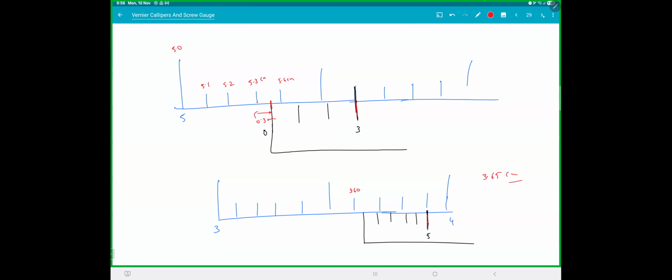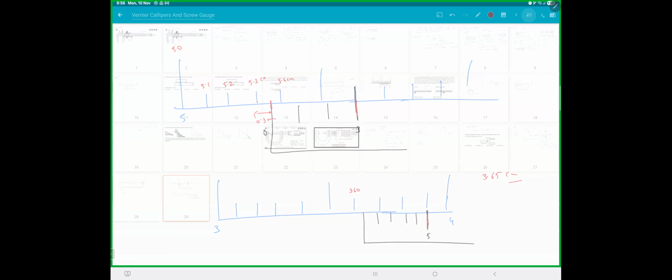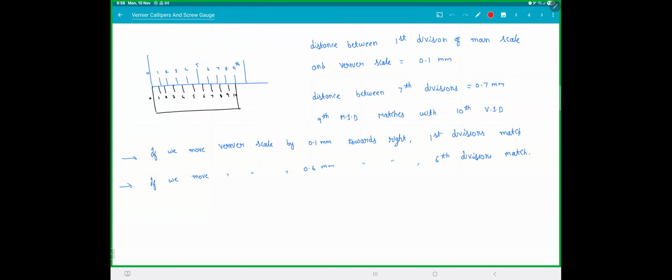Any doubts on this? Clear with this method? Are you clear why Vernier calipers is working? So that is the concept behind the working of Vernier calipers. So that's what I explained here. The distance between the first division is 0.1 mm, seventh division is 0.7 mm. So if you move 0.1 mm, first division will match. If you move 0.6 mm, sixth division will match.